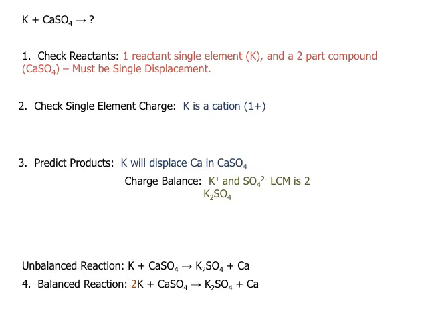Potassium plus calcium sulfate. So single element is potassium. Potassium is a +1 cation, alkali metal. So it's going to kick out the cation and dance with the sulfate. And sulfate's a polyatomic ion with a -2 charge. So I need to crisscross those. 1 sulfate, 2 potassiums, K2SO4.